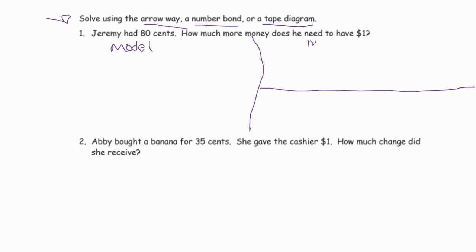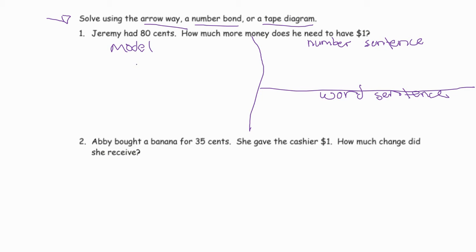We have to write a number sentence. This is how you solved it in numbers. So like 3 plus 3 is 6. That's a number sentence. And then a word sentence. And the word sentence would be your final answer. All right. So Jeremy had 80 cents.